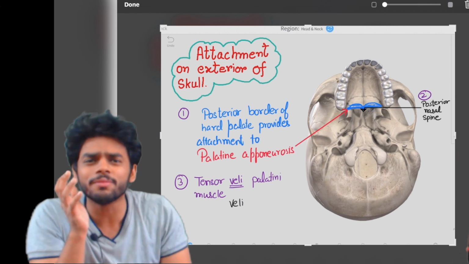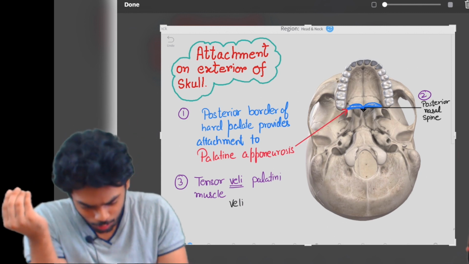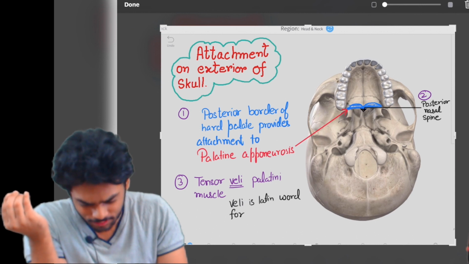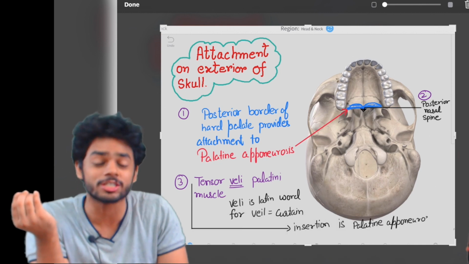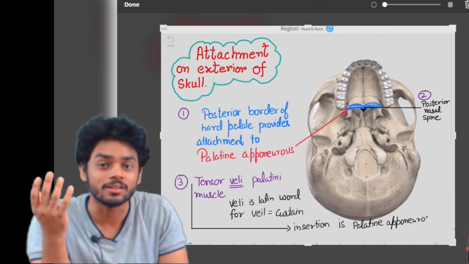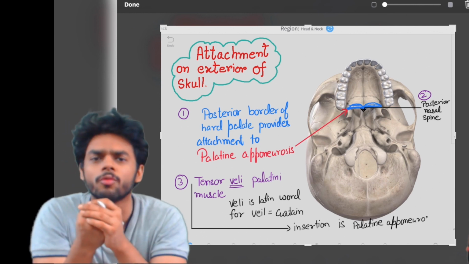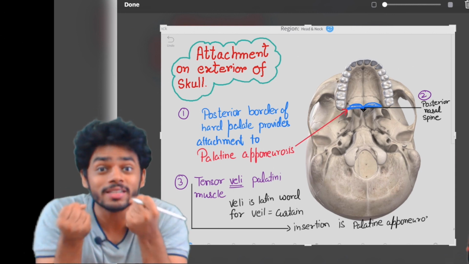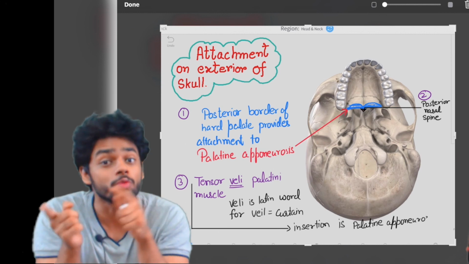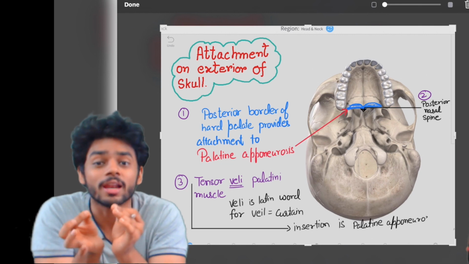What does the word veli mean? Veli means veil or the curtain. So where is the insertion of this muscle? The insertion of this tensor veli palatini is the palatine aponeurosis, which is present at the posterior border, which you can see. The word aponeurosis means fibrous tissue which provides attachment to muscle. So which muscle is attached to this aponeurosis? The answer is tensor veli palatini.